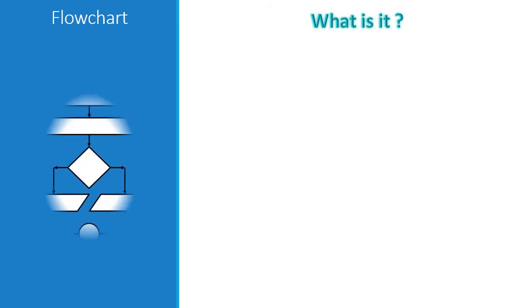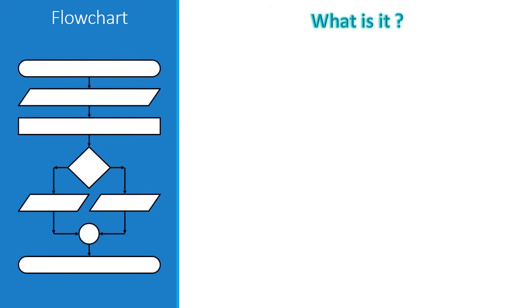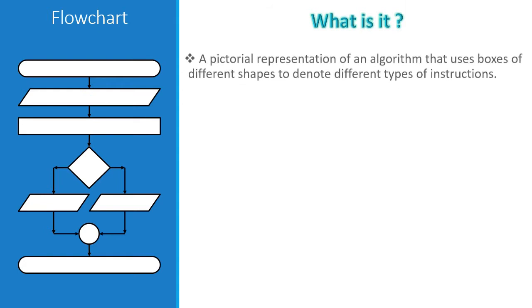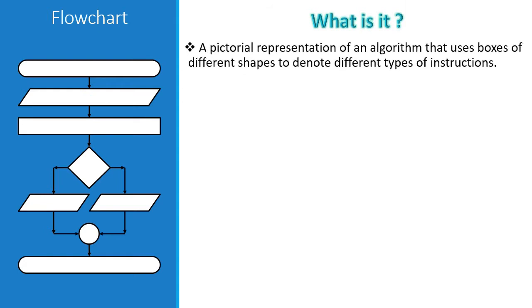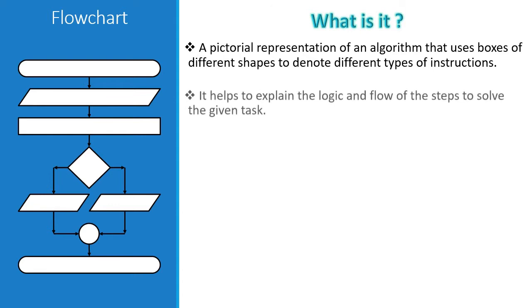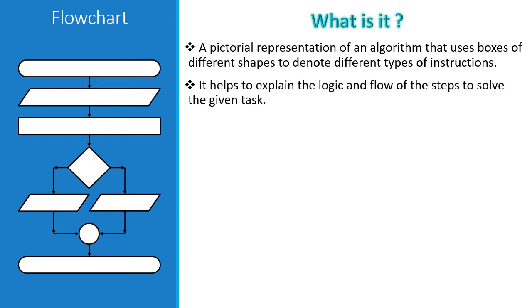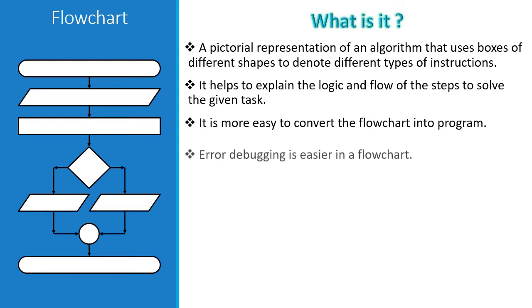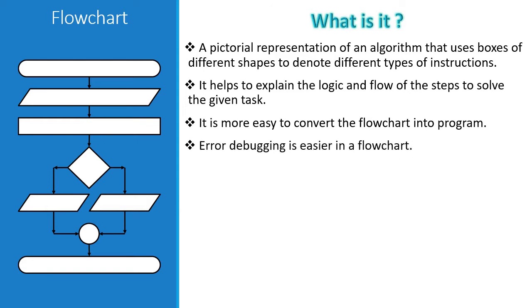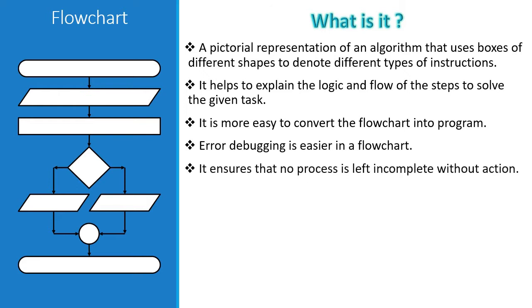First of all, let's understand the concept of flowchart. So the flowchart is basically a pictorial representation of an algorithm that uses boxes of different shapes to denote different types of instruction. It generally helps to explain the logic and flow of the steps to solve the given task. It is easier to convert the flowchart into the program. Error debugging is easier in a flowchart as compared to the algorithm. It is better than writing algorithms also because it ensures that no process is left incomplete without action.